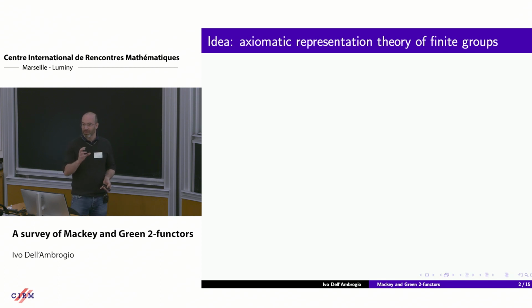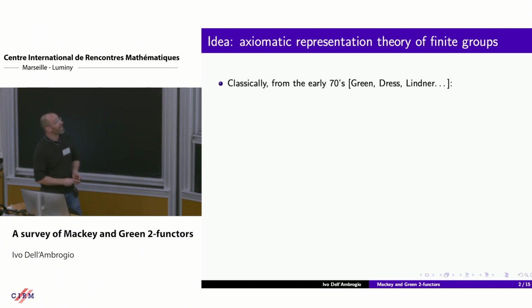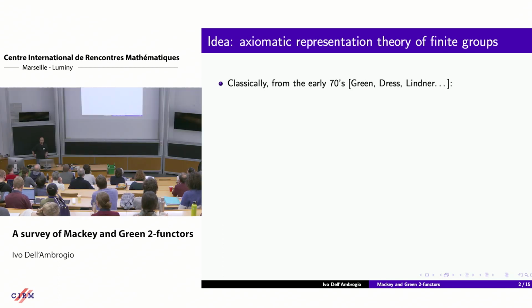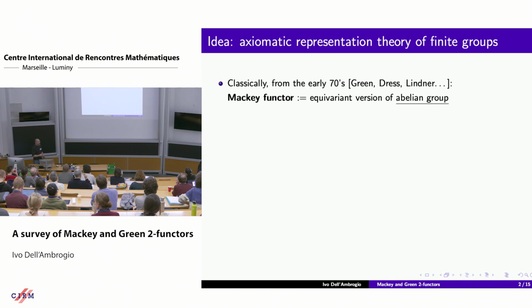But there is something essential. I mean, there are lots of complications which are already apparent here in the case of finite groups, so that would be enough. So classically, this is a theory which was born in the early 70s in an article of A.J. Green, then Andreas Dress and Lindner, essentially, and then it took off, and many people used Mackey and Green functors and similar things. So the words Mackey functor and Green functor, I'm going to use them in this original meaning at first.